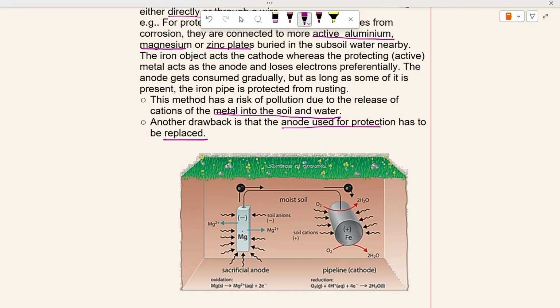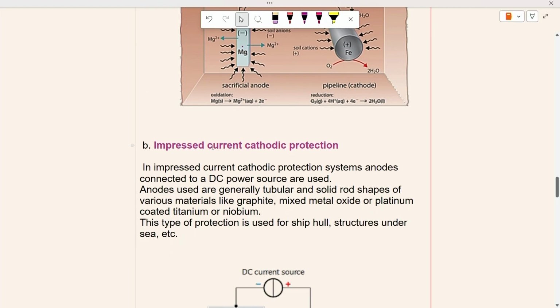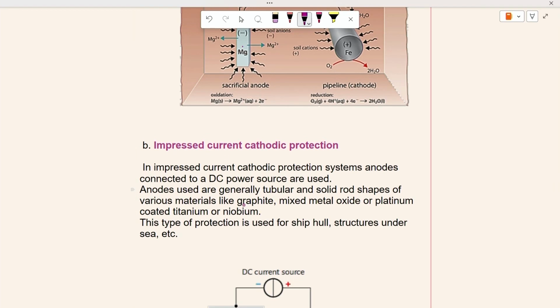This has been overcome by another technique known as impressed current cathodic protection. Impressed current means we supply DC power to make the metal cathodic. It is given a cathodic potential, and to keep the metal cathodic we use another anode. The anode is usually a material like graphite, mixed oxide, or platinum coated titanium or niobium, connected through a DC power source to the metal that has to be retained as the cathode.